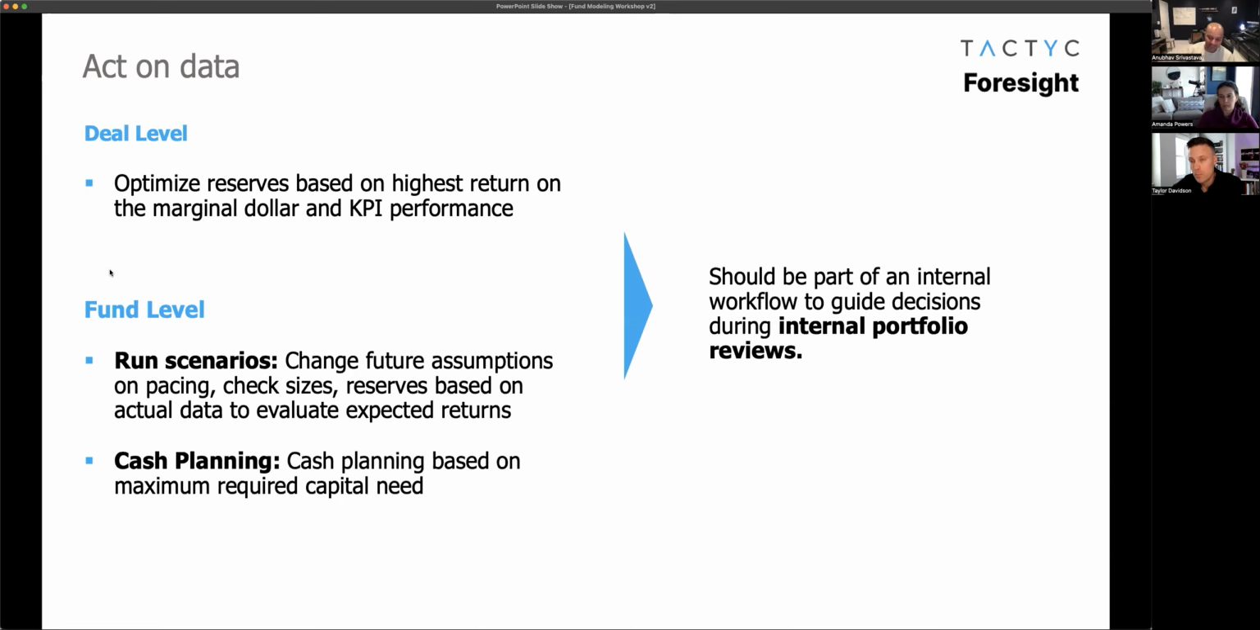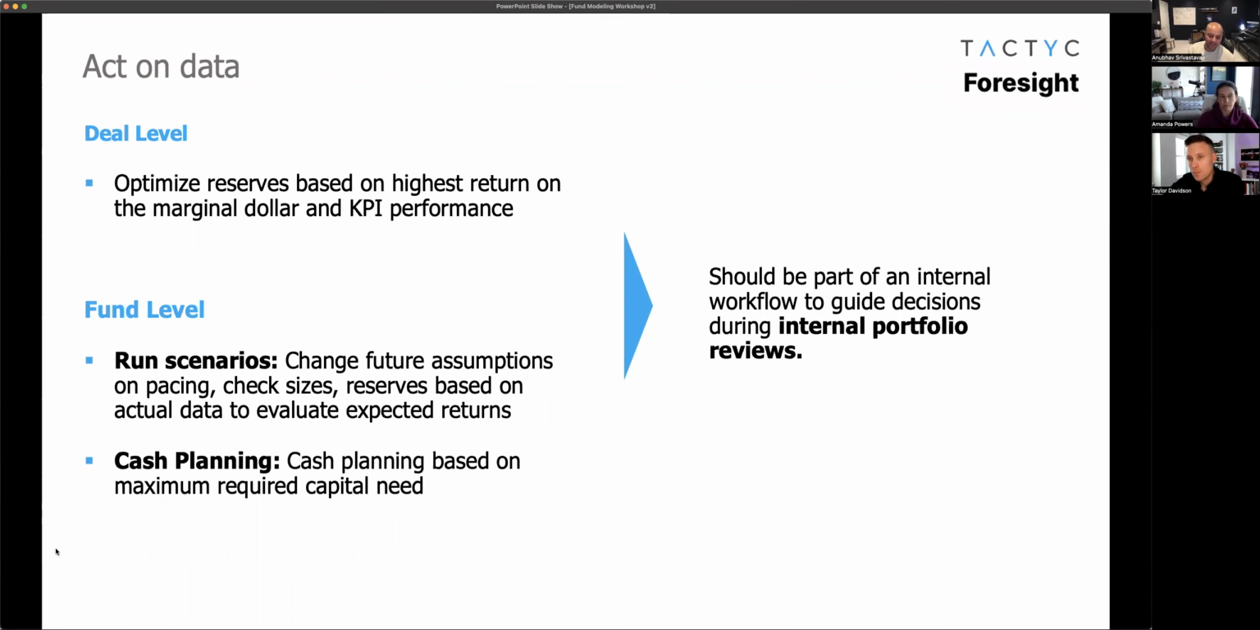So every quarter you update data, but then every 6 months or so, you decide, okay, do I need to change my strategy for the next 6 months or for the next 2 years? Which brings us to how you act on this data. We've gotten all this analysis, so what are the key insights? What are the key actionable items we can work here? I'm going to split this up into deal level and fund level. There are things you can do at the deal level in terms of reserve optimization beyond what I just showed you. And then there are things you can do at the fund level, which is running different scenarios.